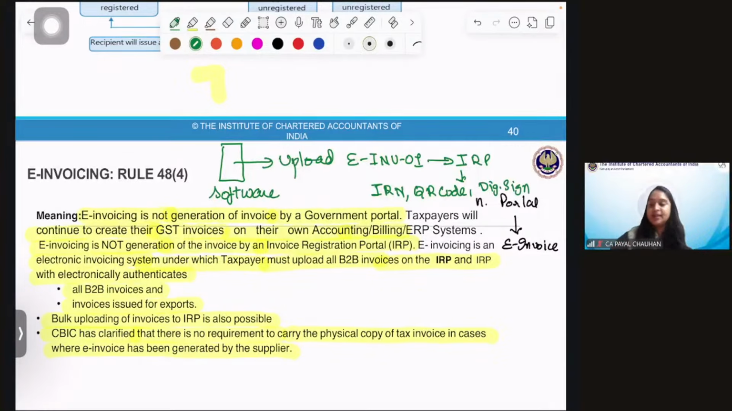Now tell me once again, e-invoicing means originally making the invoice through IRP, true or false? Once again, I'll ask. Now you people get it.